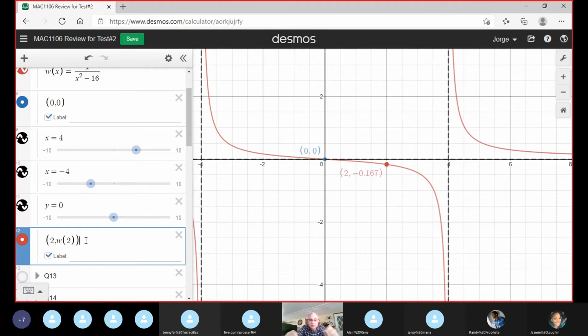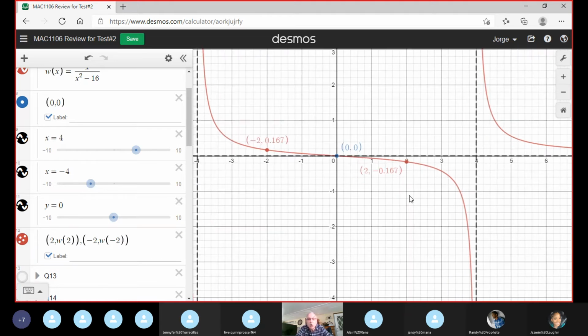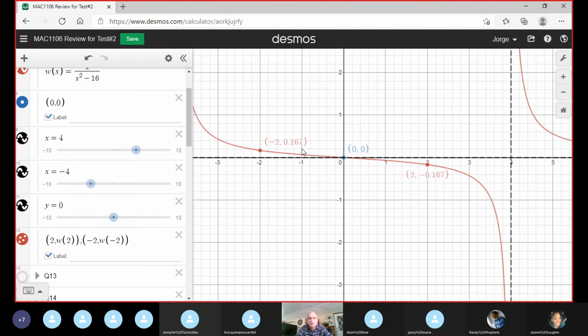Likewise, if I select negative 2 to illustrate that it is an odd function very well, separate by comma another point, that is negative 2, comma, W, which is the name I put for the function, evaluate negative 2. Look at that. In positive 2, the answer was negative 0.167. In negative 2, the answer was exactly the same value, but opposite sign.